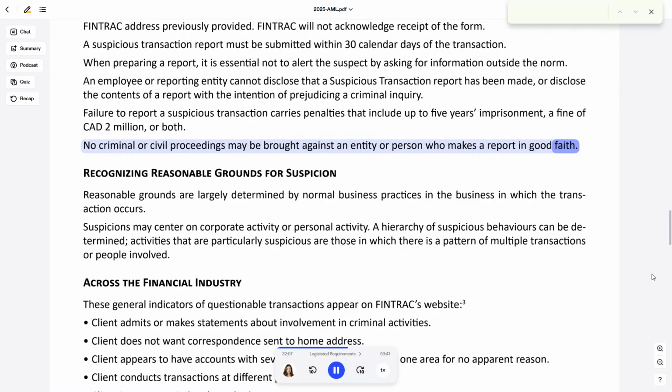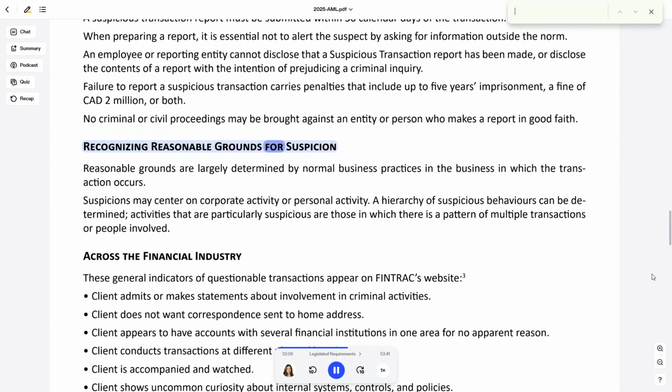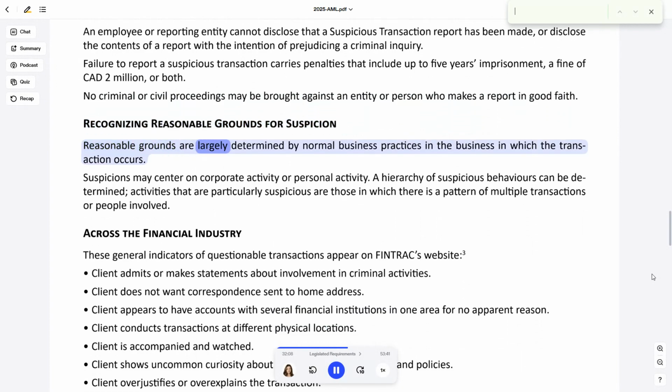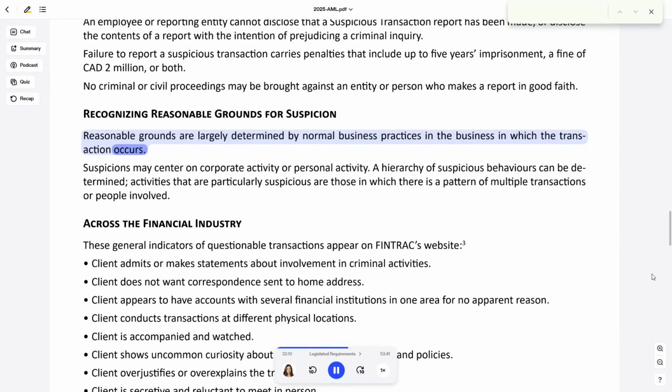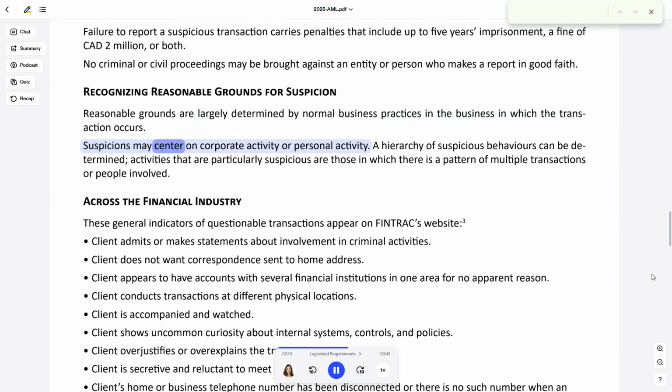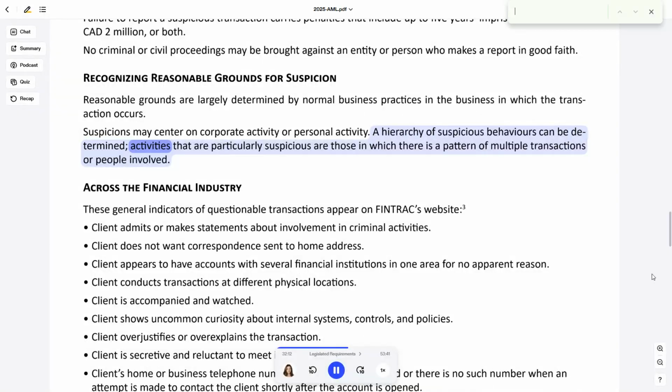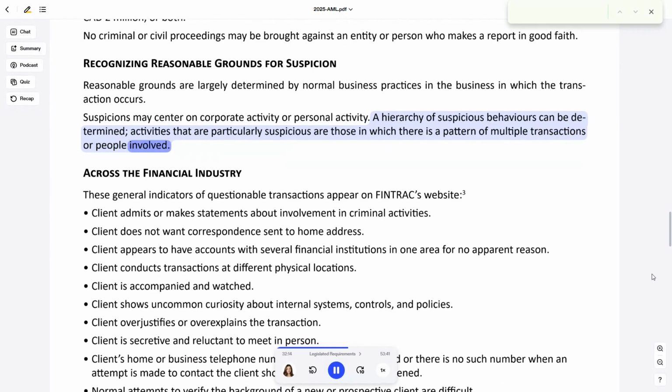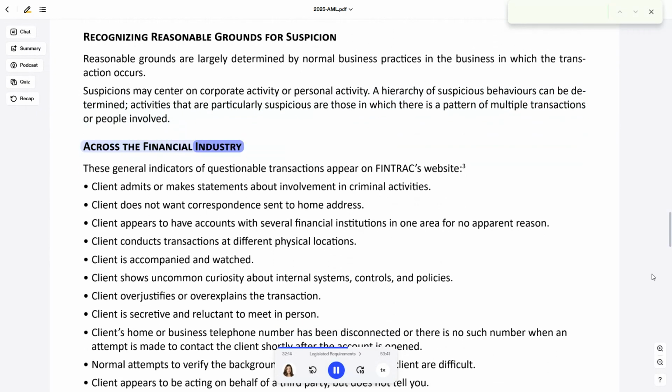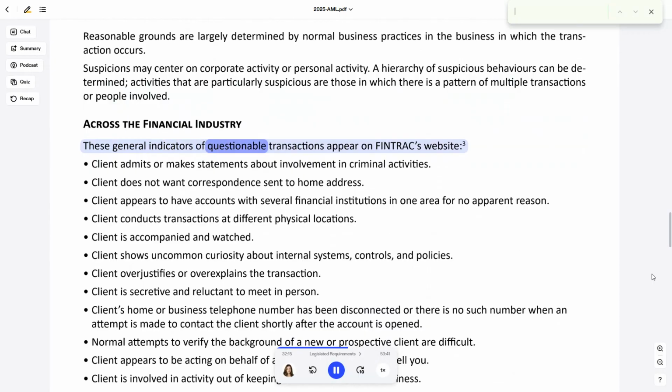Recognizing reasonable grounds for suspicion. Reasonable grounds are largely determined by normal business practices in the business in which the transaction occurs. Suspicions may center on corporate activity or personal activity. A hierarchy of suspicious behaviors can be determined. Activities that are particularly suspicious are those in which there is a pattern of multiple transactions or people involved. Across the financial industry, these general indicators of questionable transactions appear on FINTRAC's website.